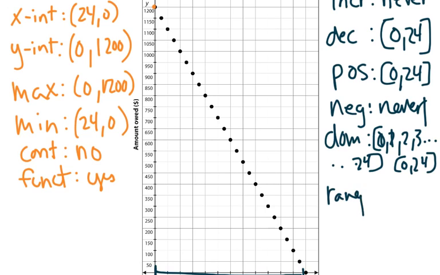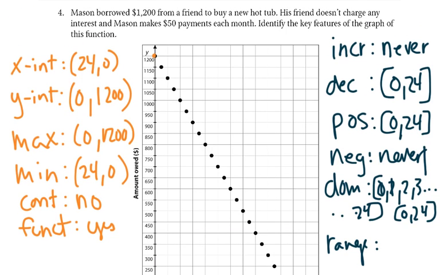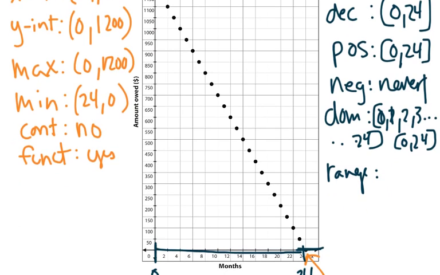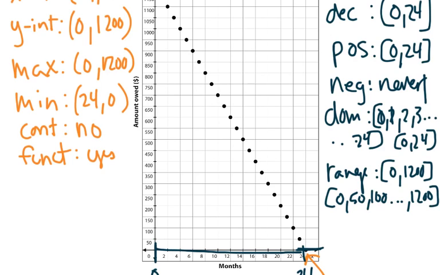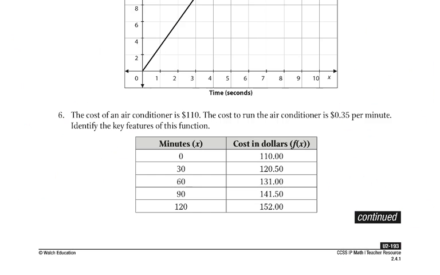Now our range: we start down here at 0 and we go clear up to 1,200. So I could go 0 to 1,200, or technically in this case I should probably go 0 and then every 50 until you get to 1,200. But I'll accept it as both. It's not exponential, so there's no asymptote either. So there are our features of our function.